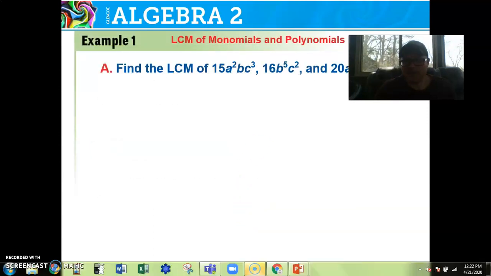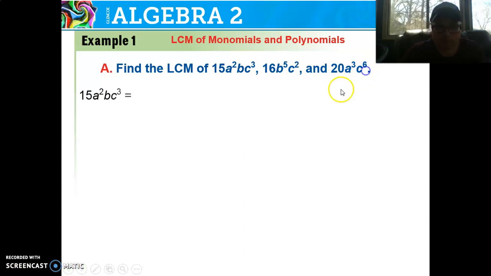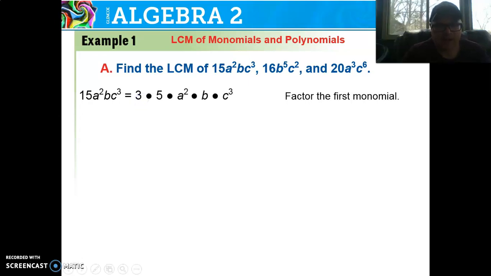So the first example here is to find the LCM, or the least common multiple of 15a squared bc to the third, 16b to the fifth c squared, and 20a to the third c to the sixth. There's 3 terms, and what we want to do is factor these monomials using prime numbers. So 15, how can 15 be factored using only prime numbers? Prime factorization. 15 can be written as 3 times 5, and then times a squared b and c to the third. That would be the complete factorization using all prime numbers of the first monomial.